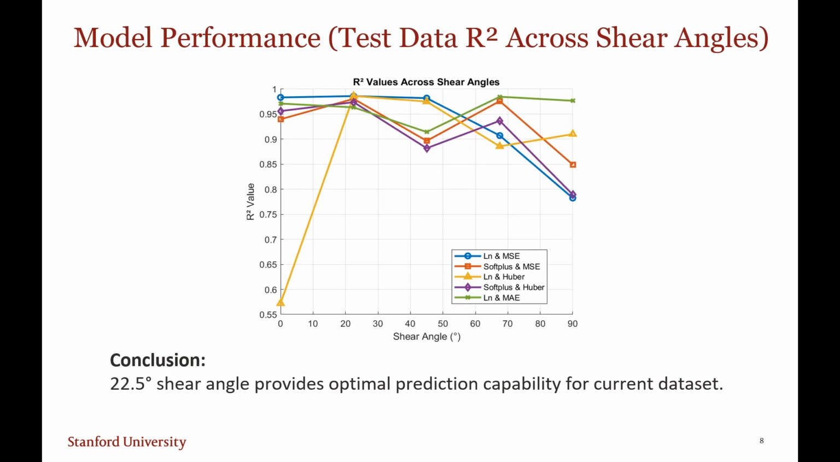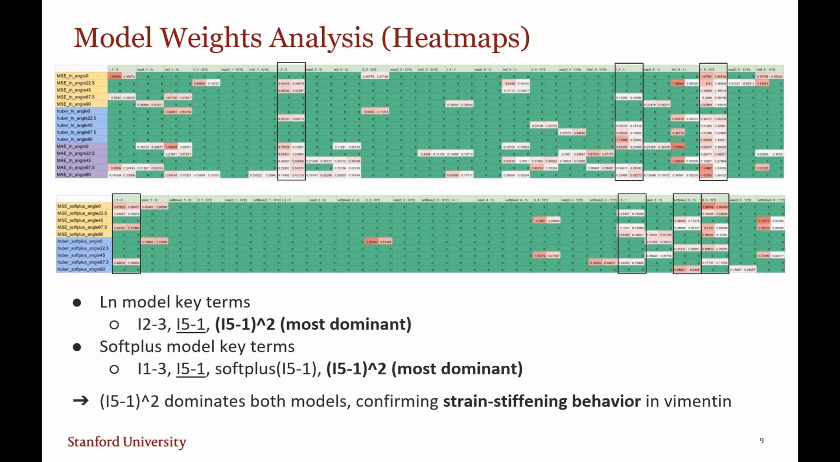We also studied how shear angle affects accuracy. The 22.5-degree shear angle had the highest test R2 value, meaning it best captured the Vimentin shear response. This suggested an optimal balance of fiber resistance and flexibility in shear deformation. For model weight analysis, we find across all cases I5-1 squared dominated, confirming its role in strain stiffening behavior. L1 models emphasize I2-3, while softplus models include an extra term, but it had very little effect.